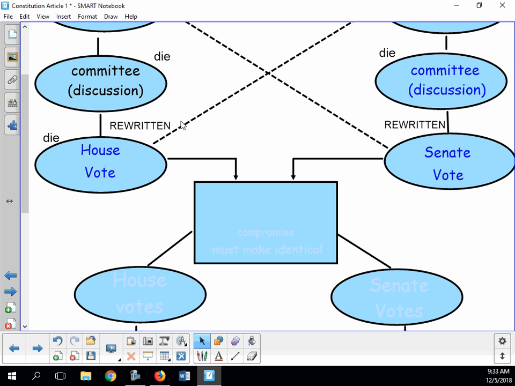And it may be just a few differences, or it may be a ton of differences. It really depends on how the bill is rewritten. And so they've got to come to some sort of compromise, and that is done through what's called conference action. Do not call this a committee. It is a conference action, okay? Their purpose is to make the bill identical, all right? It can be, and it has to be, identical.